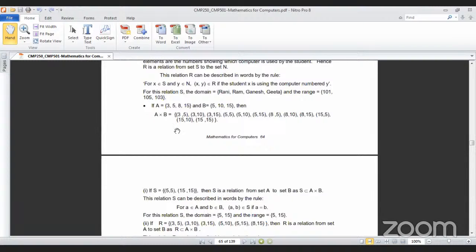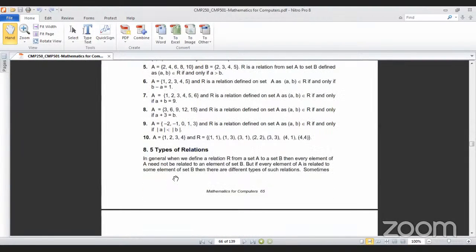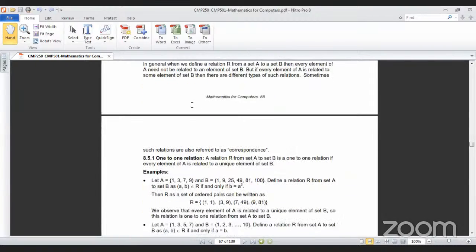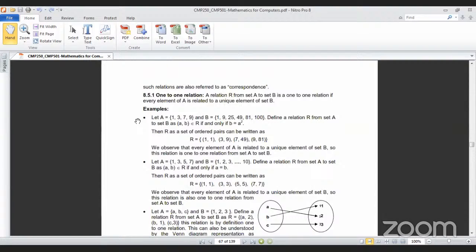Now all of these sums are there, A cross B. You can do it now. You just need to add. Here they have just asked the Cartesian product. Now here we are going to discuss types of relations. There are 4 types. But here how many are they having?